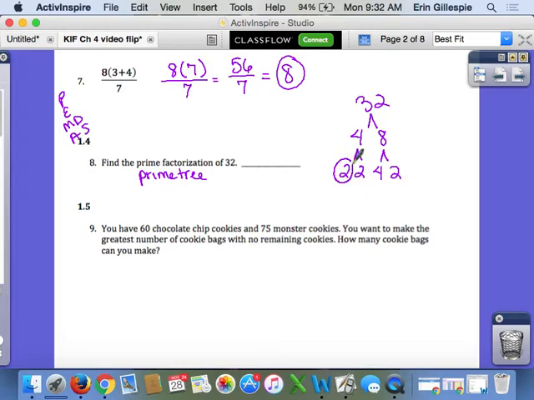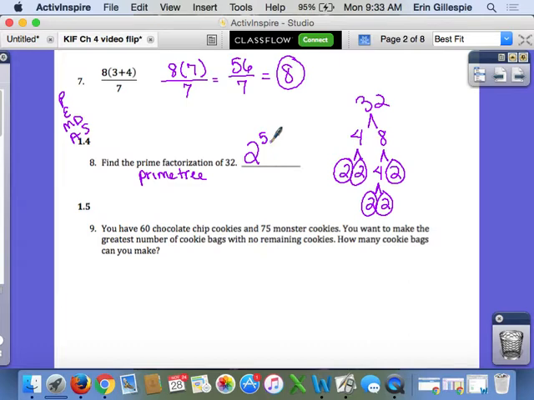Well, 2 is prime, so that means I'm going to circle all the 2's. But 4 is not, so I need to break it up again into 2 and 2, which is prime. So that means 2 times 2 times 2 times 2 times 2 equals 32. I'm going to write that using exponents. 2 would be my base, and I have 1, 2, 3, 4, 5 2s. So 2 to the 5th power is my answer there.